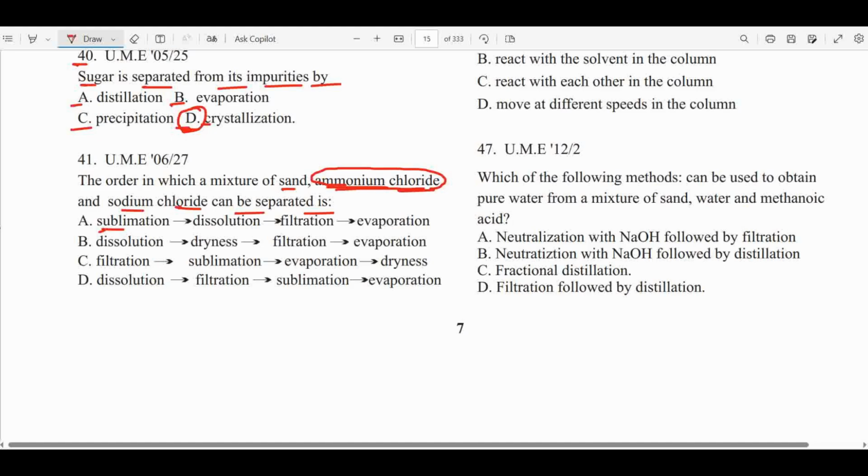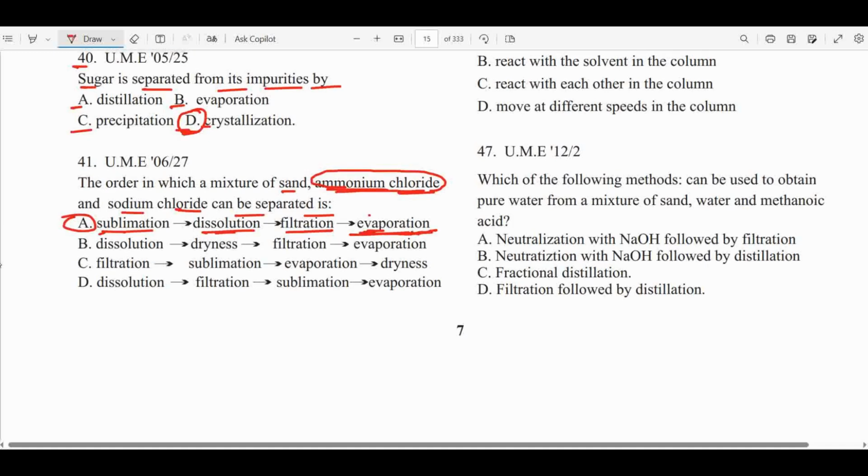What then do? You dissolve in water, then you filter. When you filter, you have the sand, and then you have the water and the sodium chloride will go. When you evaporate the water and sodium chloride to dryness, then you can remove the water and leave the sodium chloride. So you have this step: sublimation, dissolution, filtration, and evaporation. The first option.